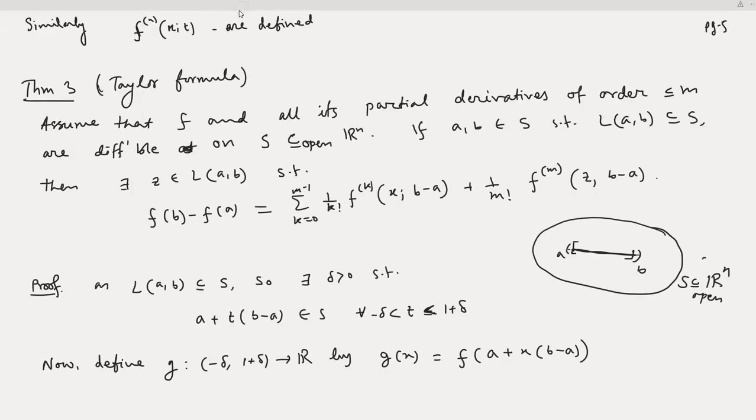So Theorem 1 gives g(1) minus g(0) equal to... okay, here I think I should revise my statement. For k equal to 0 we have taken f of a on the left hand side, so this summation is over k equal to 1 to m minus 1. So this is the corrected one.